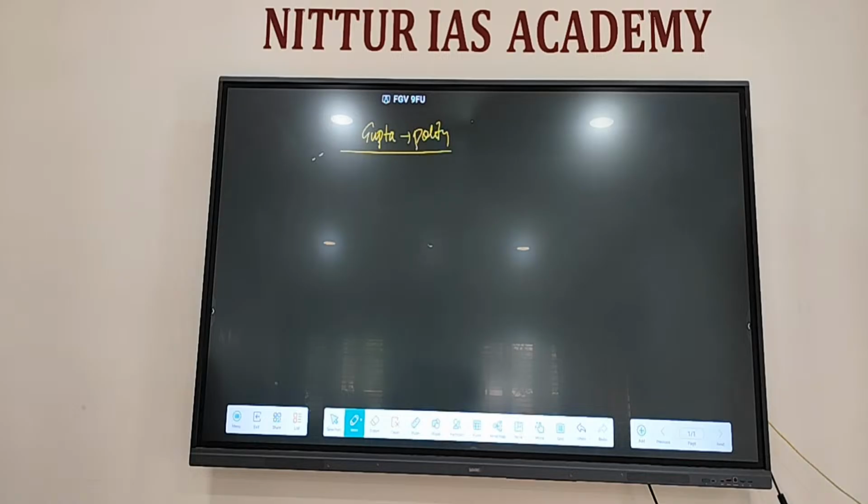Which was the ruler who issued joint coins? Joint coins in the name of both, the king as well as the queen. Chandragupta I. Yes, okay. Chandragupta I issued the joint coins in the name of both the king and queen. So that we have discussed. Then we discussed the case of Chandragupta Vikramaditya.